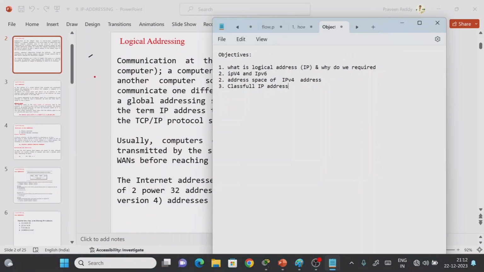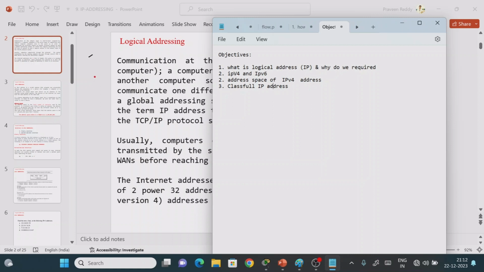Hello guys, welcome back. The objective of today's class is that we are going to learn what a logical address is. We can call it the IP addressing mechanism, and why we require this IP addressing mechanism. Once that is completed, we are going to see the different types of IP addresses we will be having. One is version 4, another one is version 6. What is the difference between IPv4 versus IPv6?